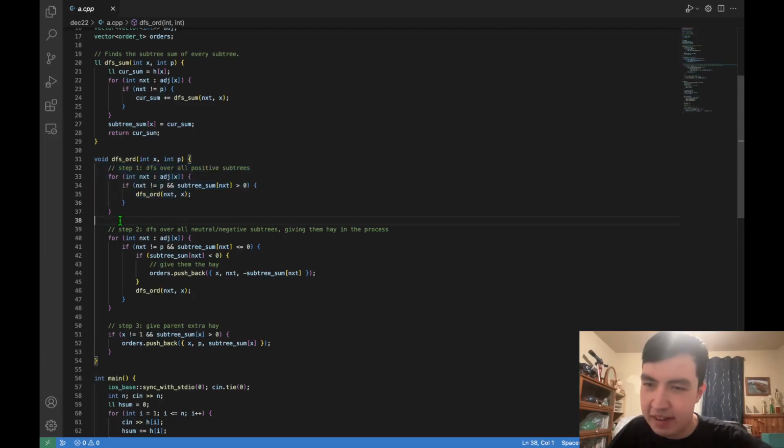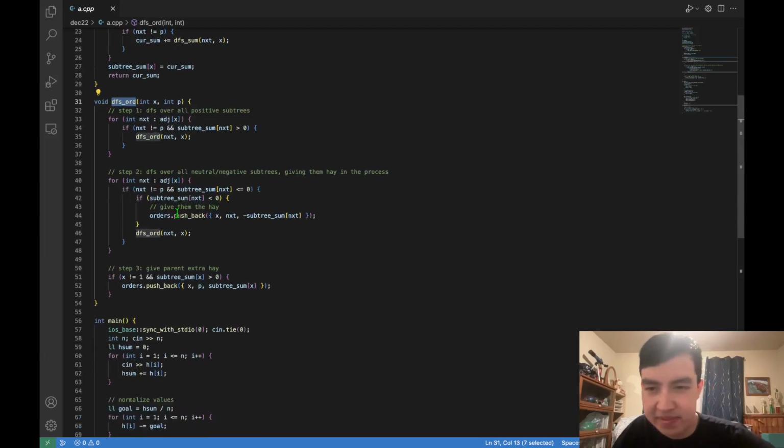In step 1, we first search over all of the positive subtrees. So we look for all the subtrees with sum that is positive, and then we go to those first because those ones have extra hay bales, and then those subtrees will be able to give the hay bales back to this one. So then we just recursively call the order DFS on the subtree. And we don't really have to worry about it because we're getting sent the hay bales by that subtree.